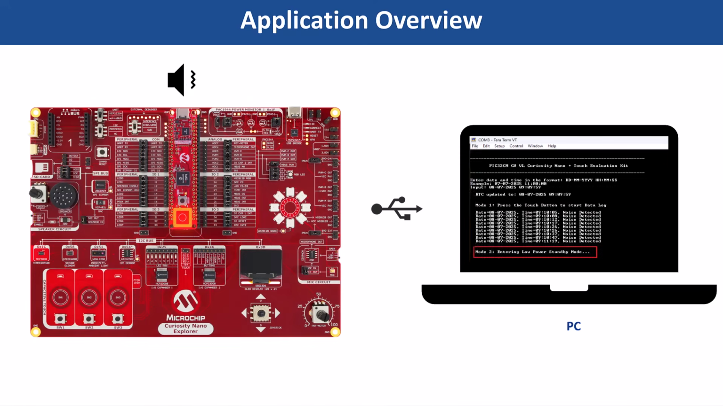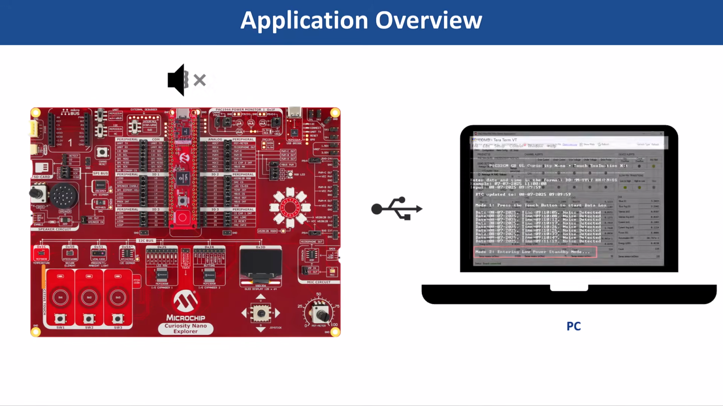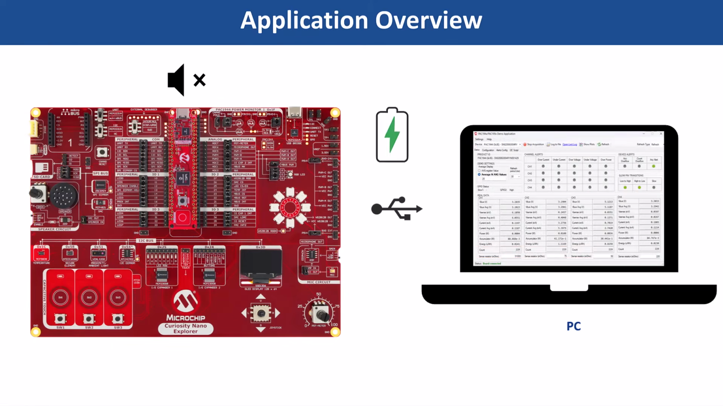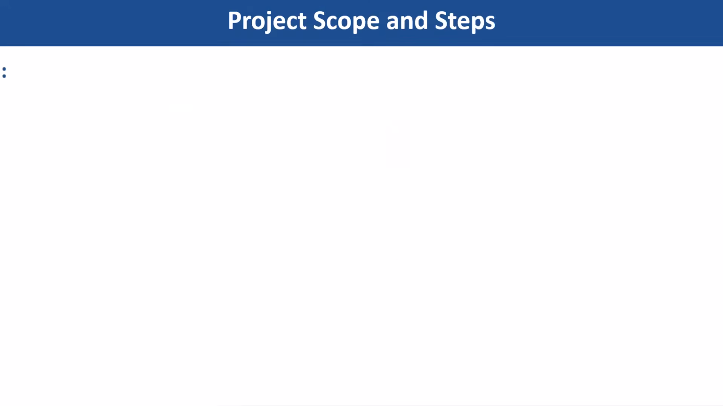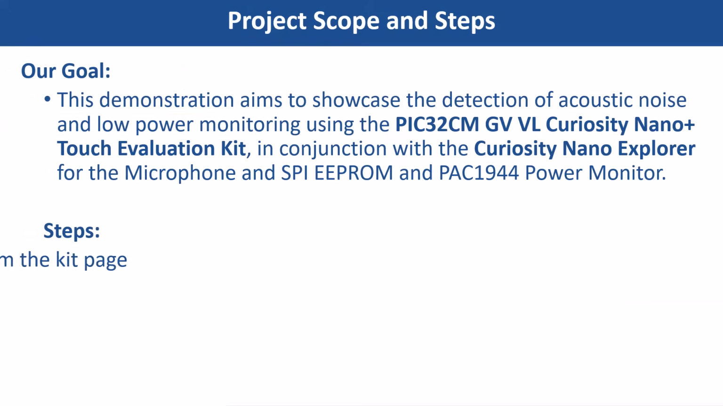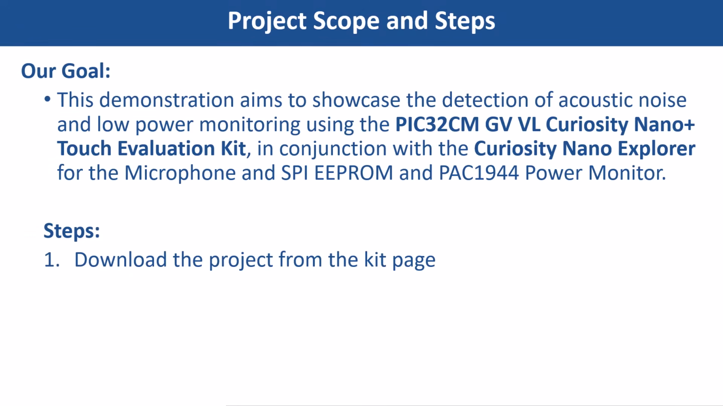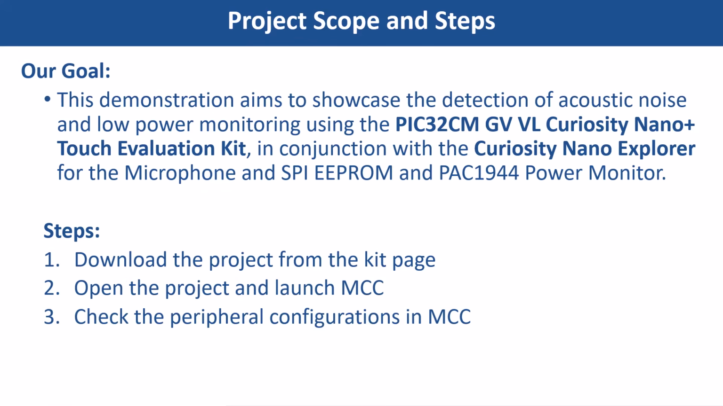Pressing the touch button on the kit again moves the device into low power standby sleep mode. The LED turns off. Non-essential peripherals are disabled. Clock sources are switched to low-frequency oscillators. The device waits in this state and wakes up only on an interrupt, demonstrating the power efficiency of the PIC32CM GV microcontroller. To achieve this, we will download the project from the kit page, open the project and launch the MCC, check the peripheral configurations in the MCC, compile the project and see the output.